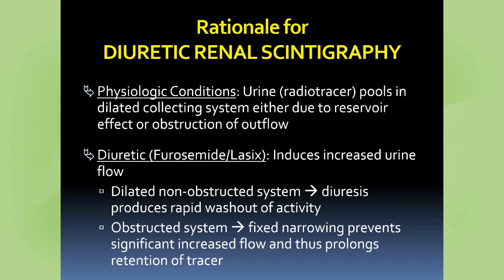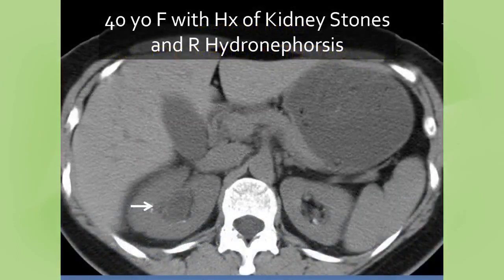Under normal baseline conditions, we wouldn't necessarily be able to tell this in the vast majority of patients. However, with the use of Lasix, which is known to increase your urine production 5 to 10-fold in the healthy individual, you can overcome that reservoir effect and truly tease out whether the patient has an obstructive process or just has some sort of dilatation without obstruction.